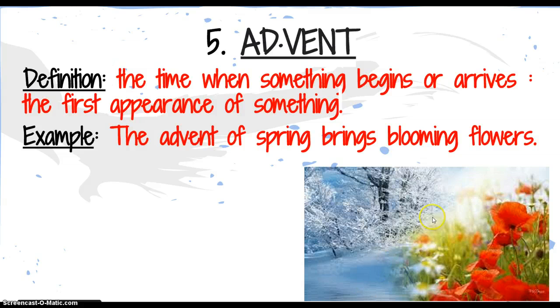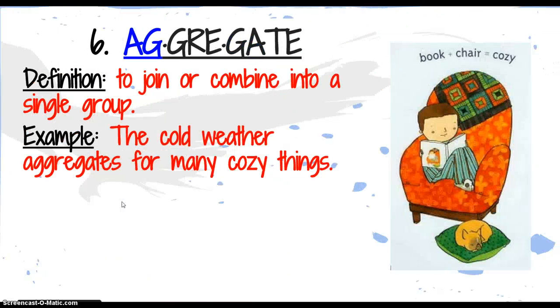And I've included this little picture so you can see how the winter has changed into spring and now spring is blooming. So definition, the time when something begins or arrives, the first appearance of something. So when the first flower blooms, that's when you know spring has arrived. I'm going to go to the next word.